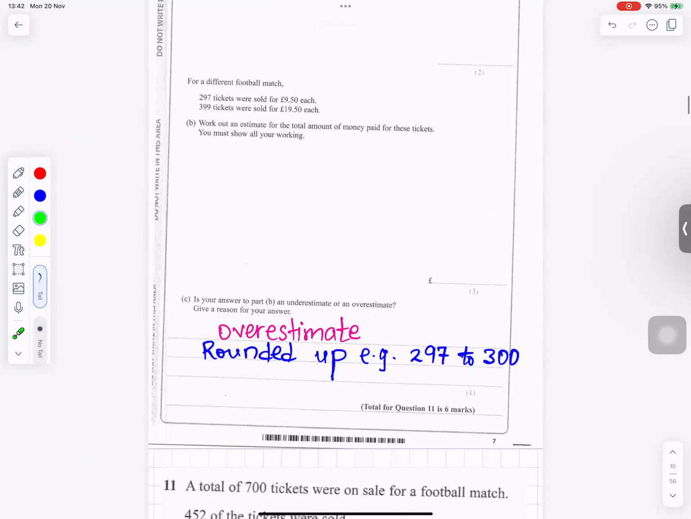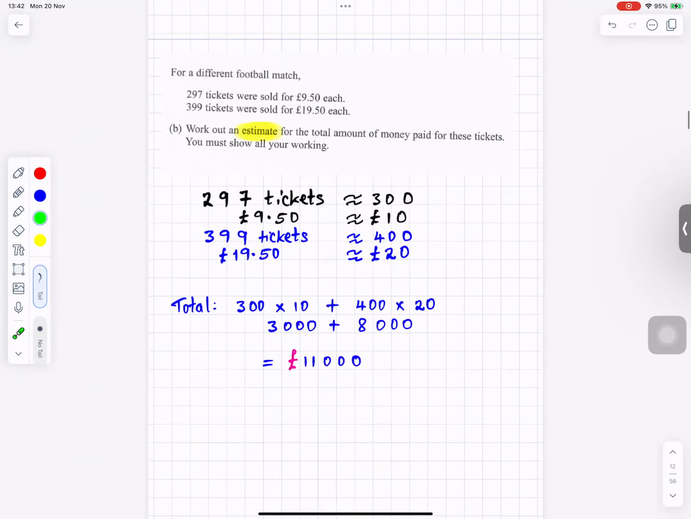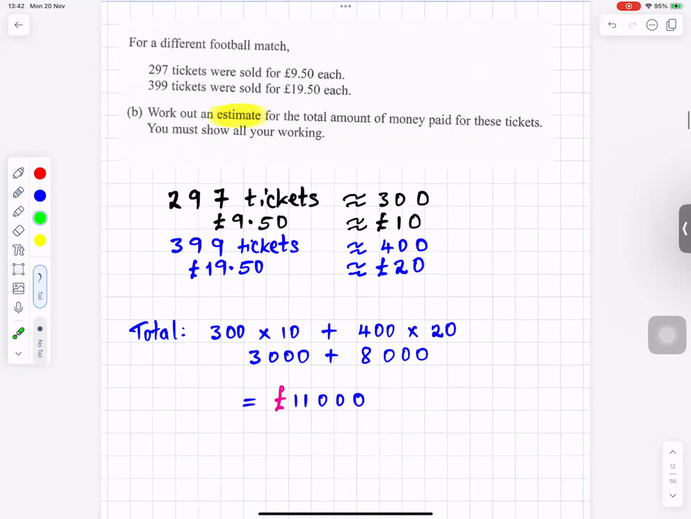And for part B, you approximate 297 to 300. £9.50 is approximately 10 pounds. 399 is approximately 400. 1.95 is approximately 2. So 300 times 10 plus 400 times 2. You get 3,000 plus 8,000, which gives you 11,000.